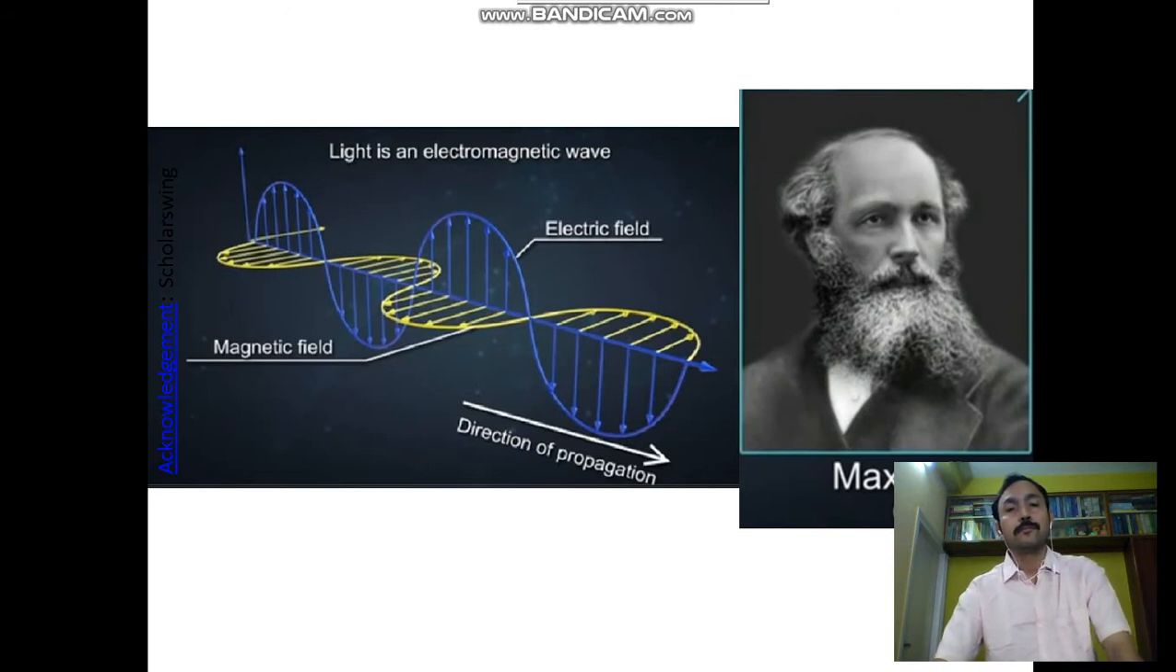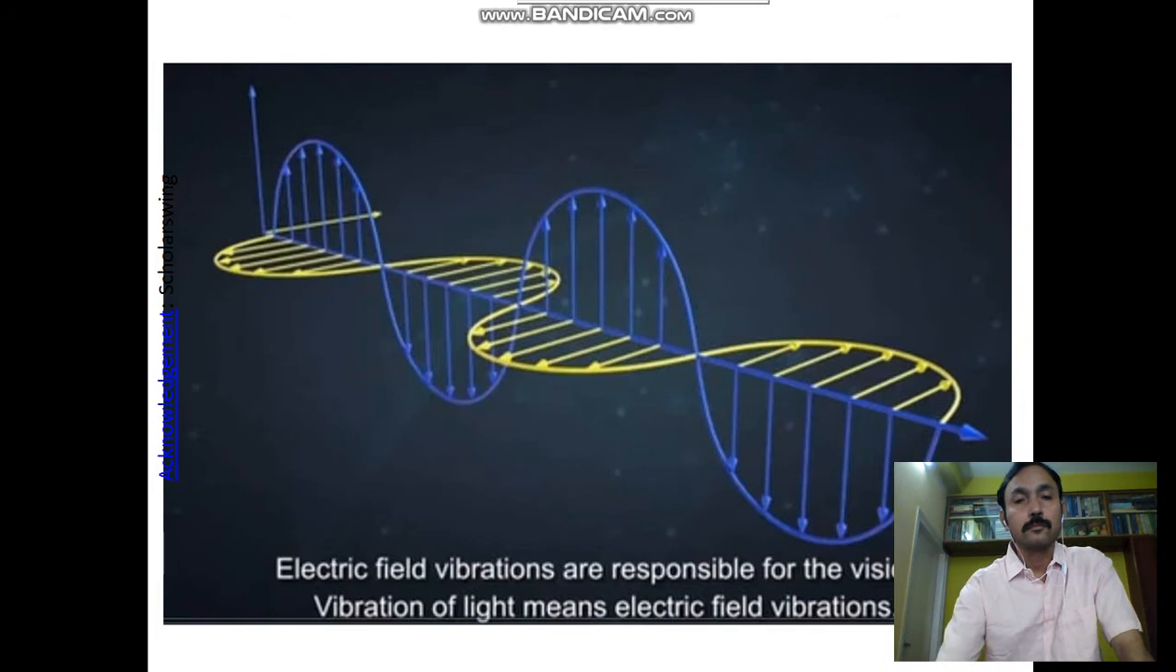In our figure, if we consider the blue arrows as electric fields and the yellow arrows as magnetic fields, these two are perpendicular and also perpendicular to the direction of propagation, as denoted by the white arrow. So these are the planes of the electric field and magnetic field. Electric field vibrations are responsible for vision. Vibration of light means electric field vibration.